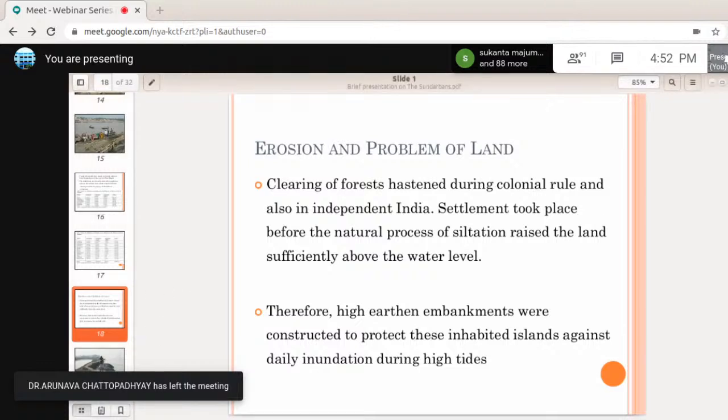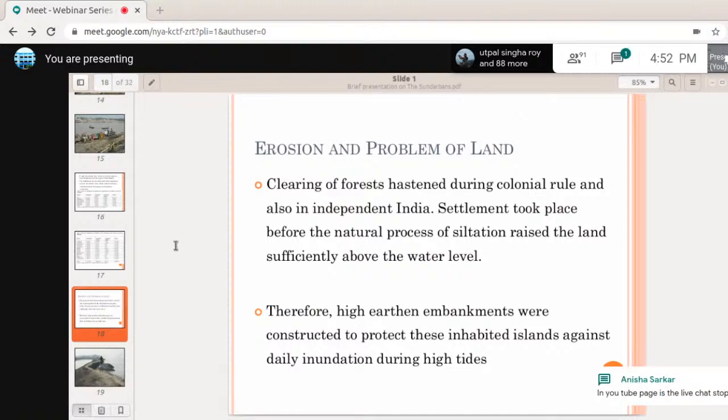Something which we are condemned to see, destined to see, in post-independent India. These earthen embankments, slide number 20, please.